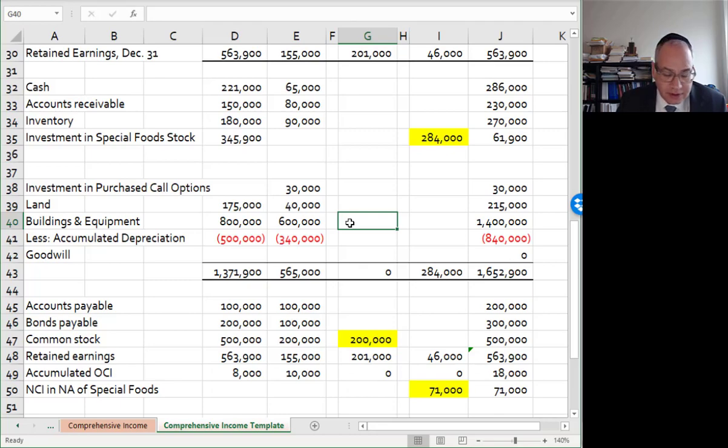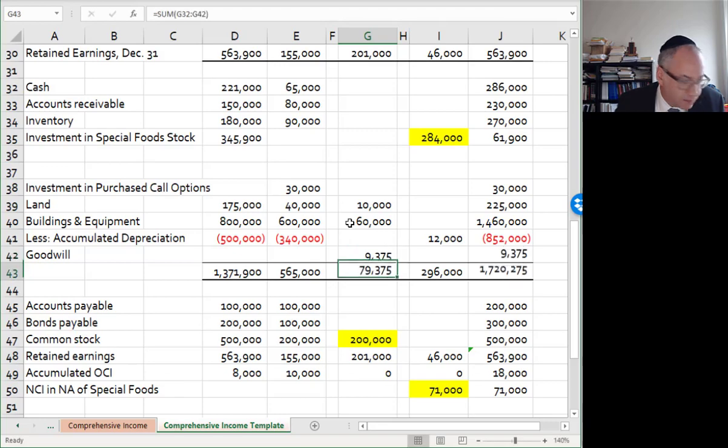If you remember, the buildings and equipment had a $60,000 write-up, and then I had accumulated depreciation on this. It's going to be now 2 years worth of accumulated depreciation, or $12,000. And I've also got land here of $10,000. And I've got goodwill of $93.75. So those are the various write-ups in the balance sheet.